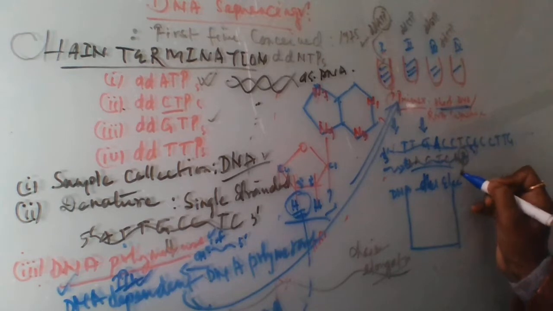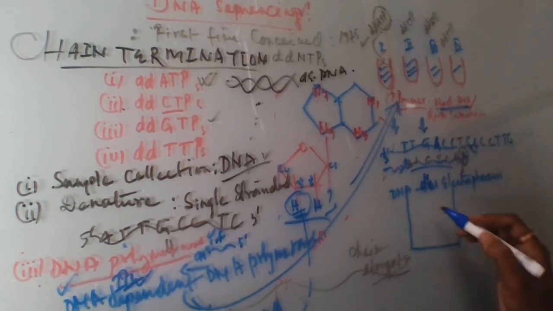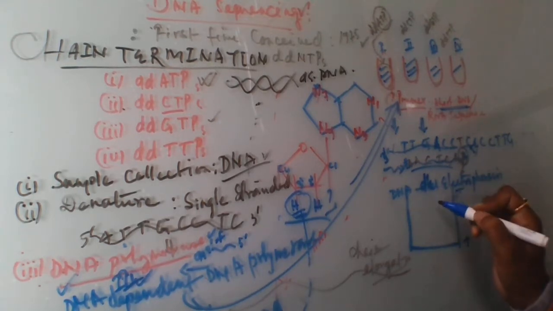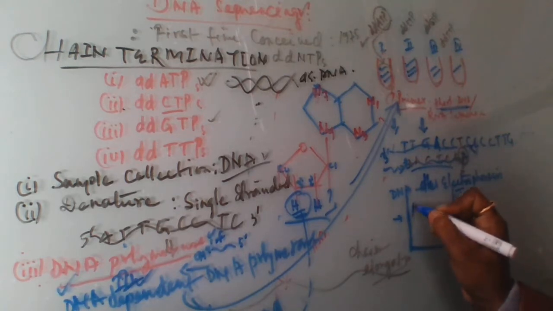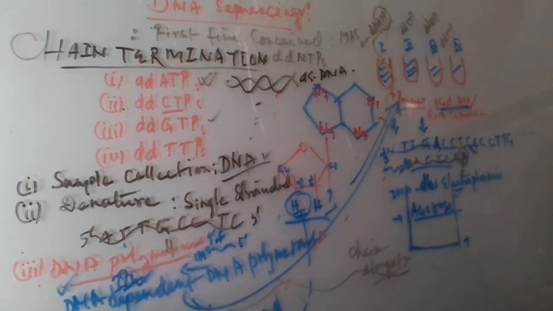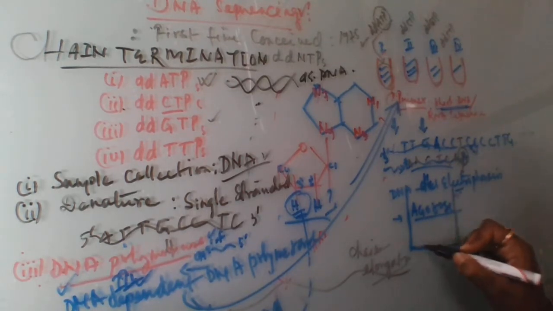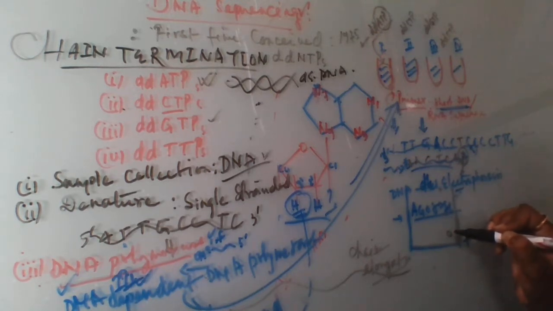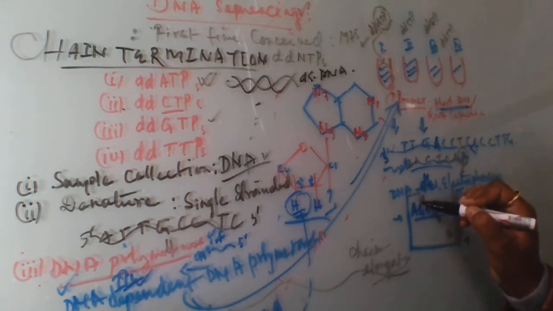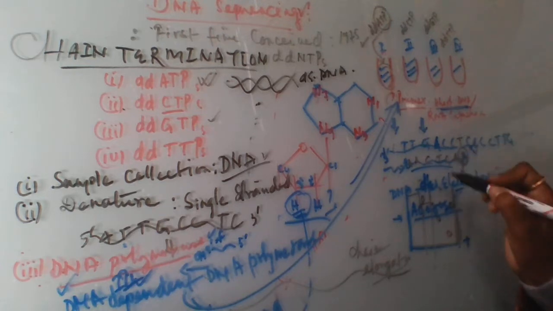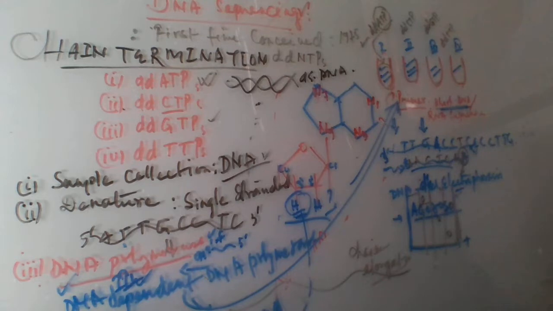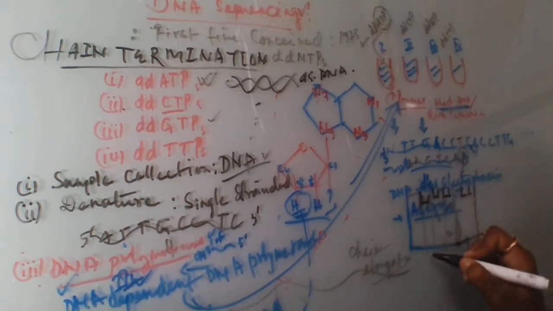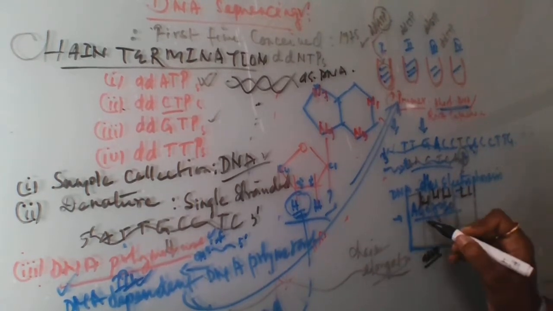gel electrophoresis. You know that it is size dependent, negative to positive. So for DNA gel electrophoresis, we use agarose, because DNA is electrophoresed by size, moving from negative to positive. Small size will move faster, and you run the four wells separately. Suppose this is for ddATP, we mark it, so you will find several bands.